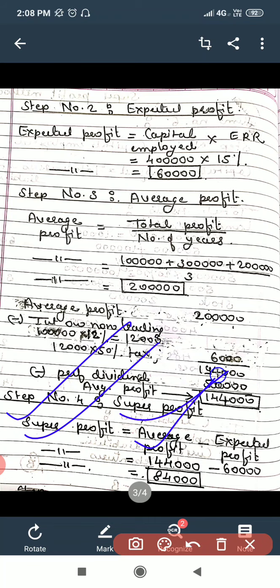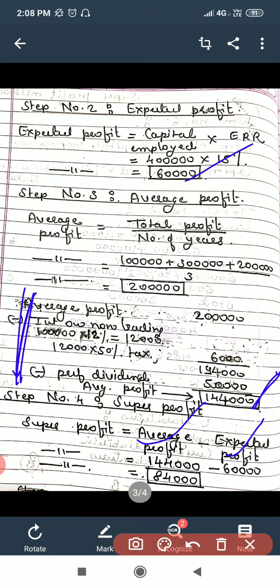Now we are starting with step number 4, that is calculation of the super profit. Super profit is equal to average profit minus expected profit. Okay, now at step number 3 we have calculated average profit, and at step number 2 we have calculated our expected profit. So average profit rupees 1,44,000 after taking into consideration all the implied adjustments, and the expected profit of rupees 60,000 which we have found out at step number 2. So 1,44,000 minus 60,000, how much you are getting? You are getting rupees 84,000, which is our super profit.